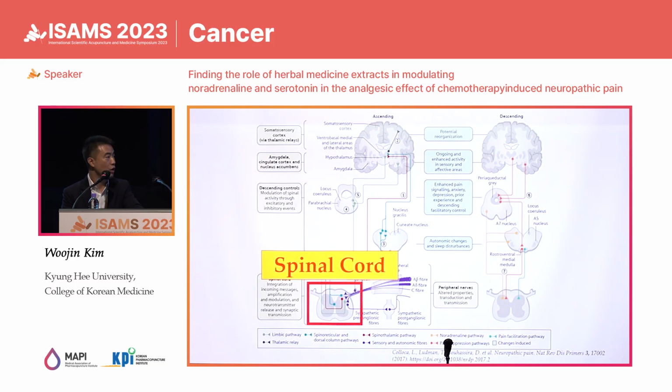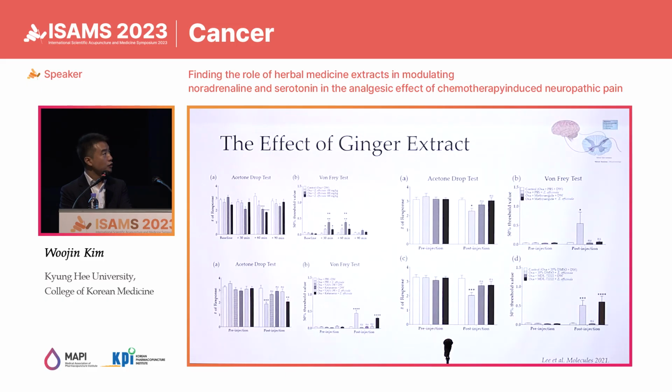And for the mechanism, I was interested in the spinal cord because the stimulus comes from the peripheral side and enters the spinal cord. So I thought that modulating the neurotransmitters in the spinal cord may be effective in decreasing pain in our body. So first, we had a ginger water extract and saw whether it could decrease the pain. It was not a really strong effect, but for 1 hour, the ginger extract decreased the pain. So we see that ginger could decrease the pain.